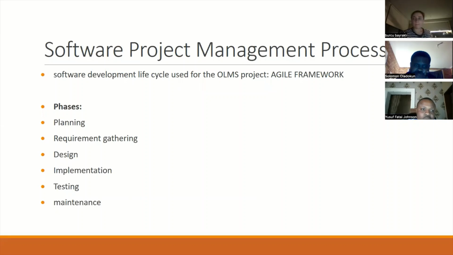Now, this is the software project management process. When we talk about the process, I've mentioned it earlier. Like I said, the software development lifecycle for the OLMS project makes use of Agile frameworks. We follow the Agile methodology to design our software. With Agile, we test each software before we implement. We test it from one phase, the second phase, and the third phase before we finally implement it.